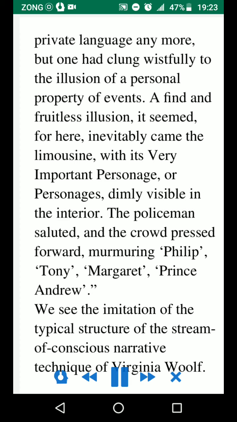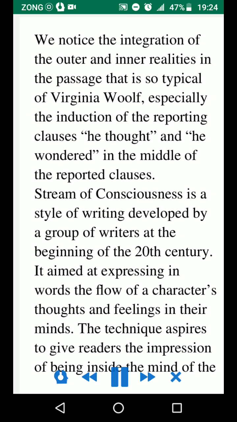We see the imitation of the typical structure of the stream of consciousness narrative technique of Virginia Woolf. We notice the integration of the outer and inner realities in the passage that is so typical of Virginia Woolf, especially the insertion of the reporting clauses, he thought and he wondered, in the middle of the reported clauses.